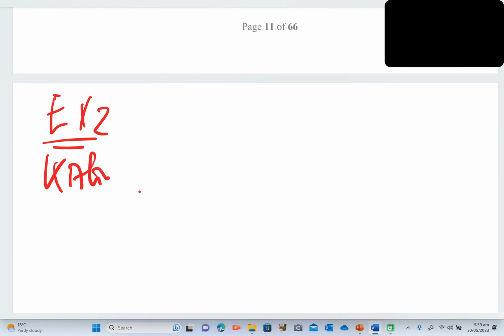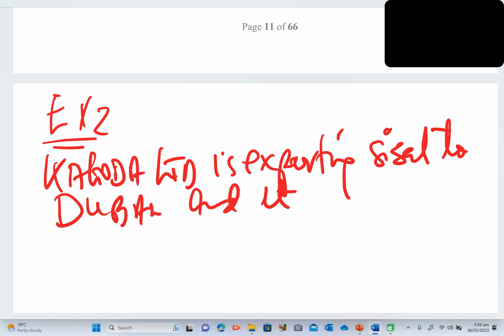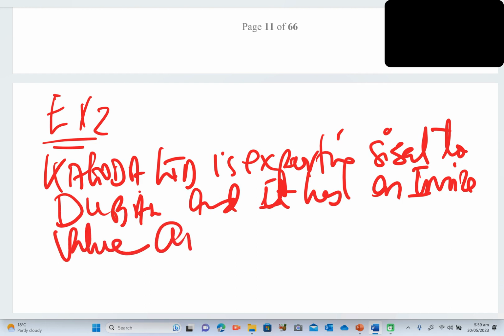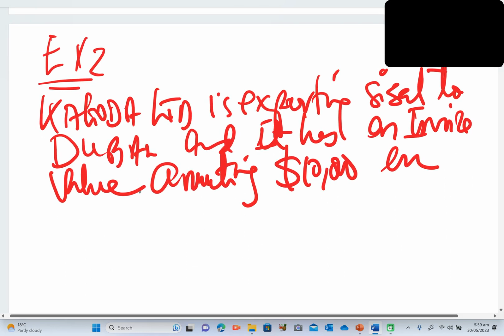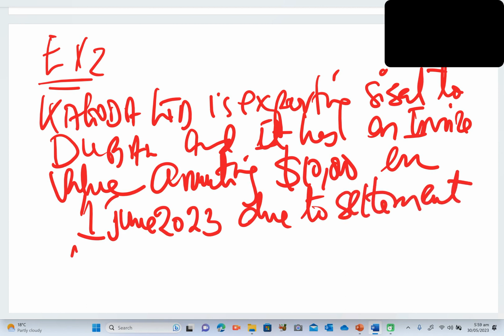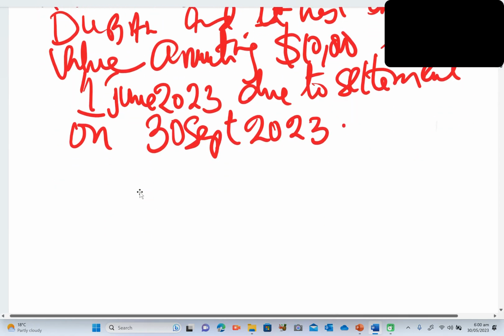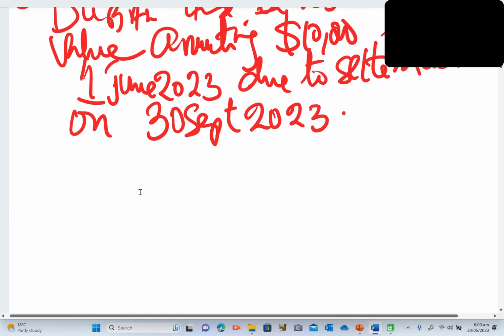Example number 2. Kagoda Limited is exporting sisal to Dubai and it has an invoice value amounting to $10,000 on 1st June 2023, due for settlement on 30th September 2023. That is number 1. Accordingly, 2. Forex reports.